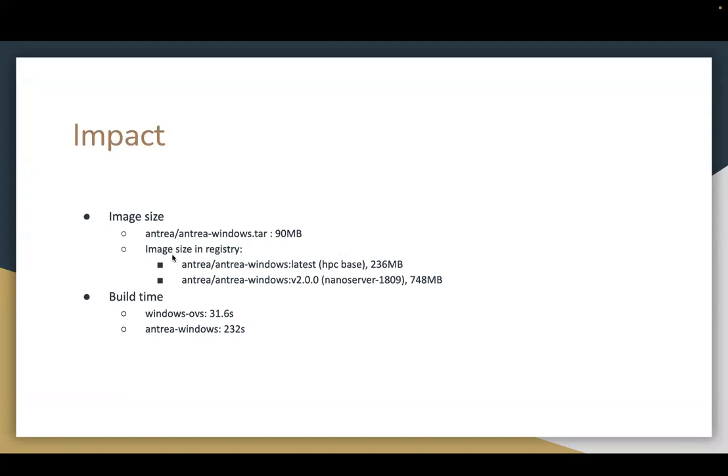And for the Docker registry, the image size was reduced to 236 megabytes using HPC. But previously the Antrea agent image in the Docker registry was about 700 megabytes. So we reduced the image size much.